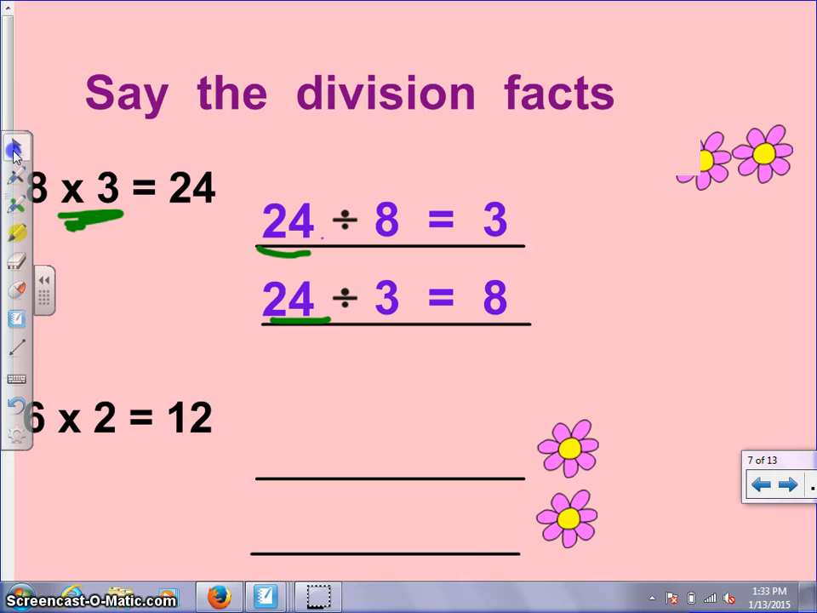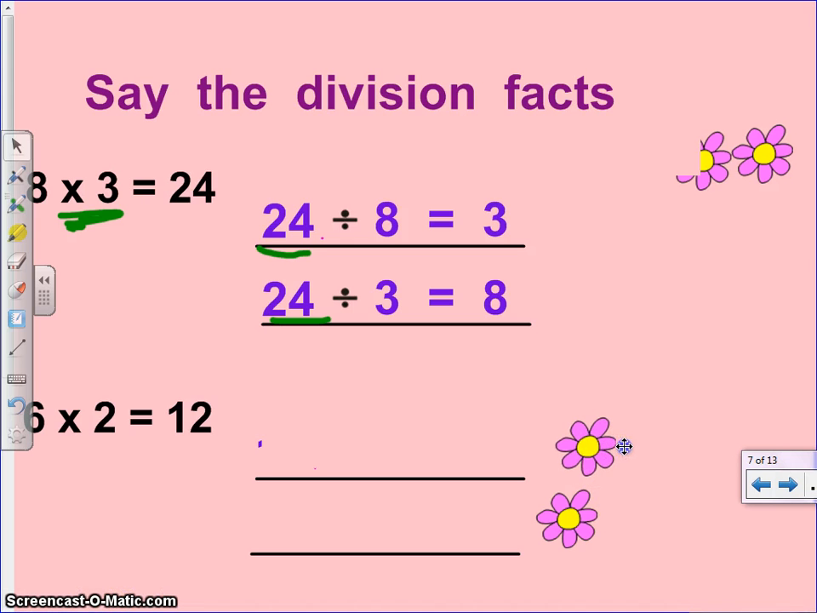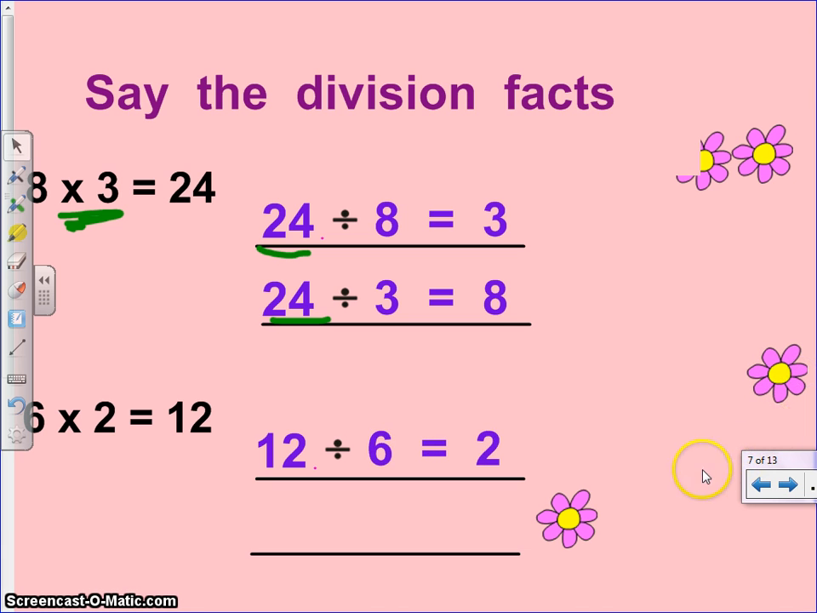This bottom one's going to be the same thing. If 6 times 2 equals 12, then I should be able to know that 12 divided by 6 equals 2. Or I should be able to know that 12 divided by 2 is equal to 6.